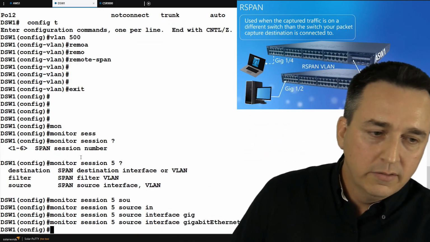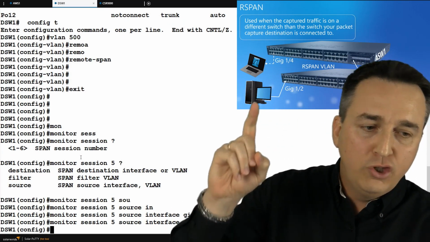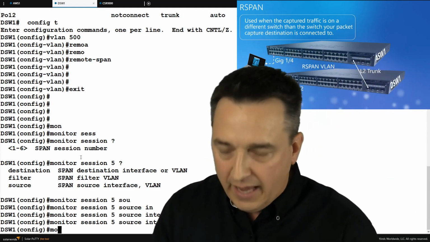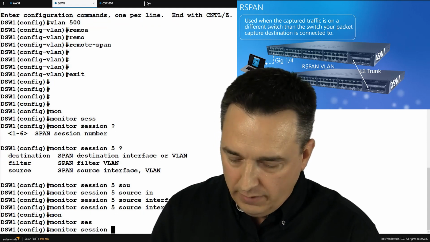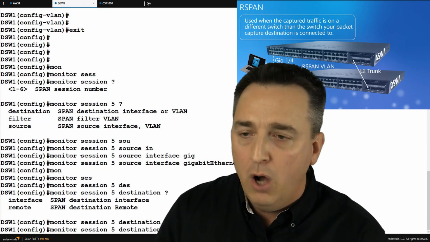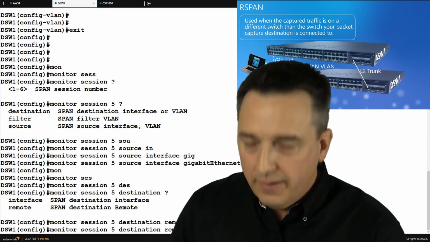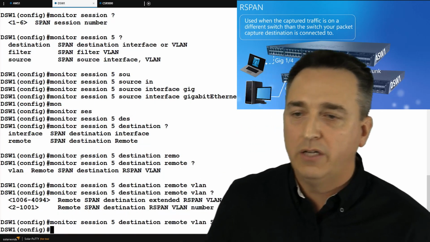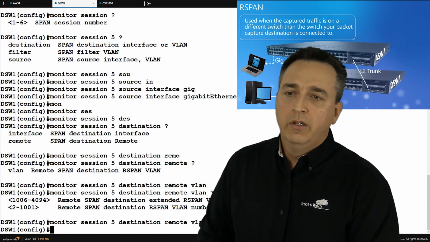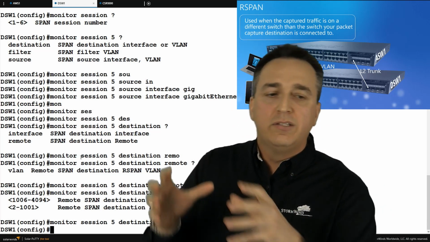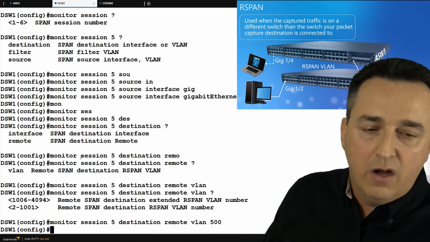And then we are going to ship that captured traffic to the RSPAN VLAN. So monitor session 5 destination. You'll see the keyword here, remote. That means remote SPAN VLAN number 500 that we created. So now we're capturing on that port. We're making a copy of it and sending it to the RSPAN VLAN of 500.